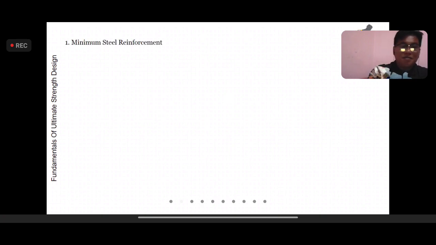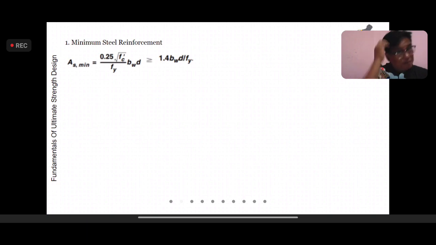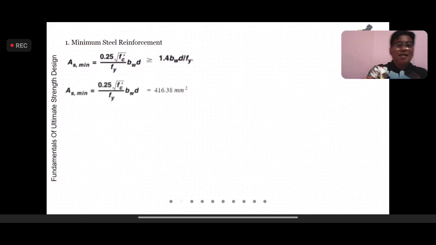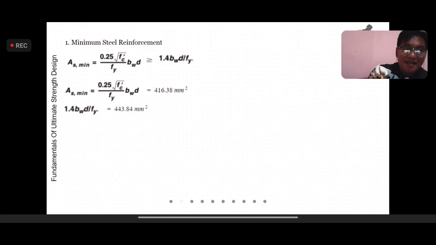Compute muna natin yung minimum steel reinforcement. You know this already. You don't have to memorize it. By virtue of practicing it, unwittingly, you can memorize it. And this will be 0.25 square root of fc prime over fy times bw d, must be greater than or equal to 1.4 bw d over fy. Pagkatapos nun, makokompute na natin yan as 416.38 square millimeters. Remember, it must be greater than or equal to. So, yun yung threshold natin.